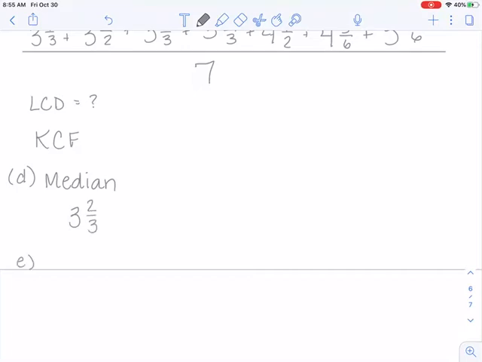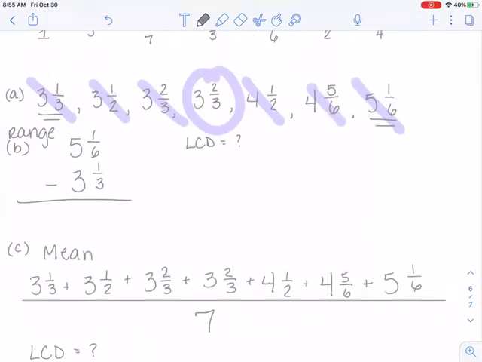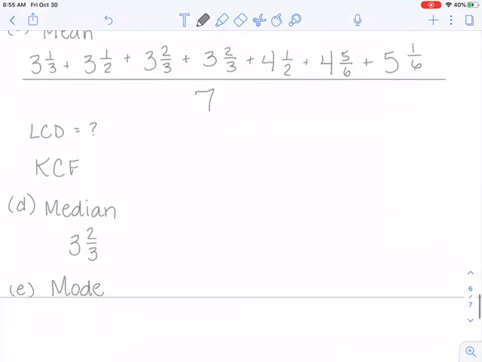And then E, our mode, which number appears the most. We have 3 2/3 appears twice, and that's it. So that would be our mode, 3 2/3. Scroll down here and put 3 2/3.